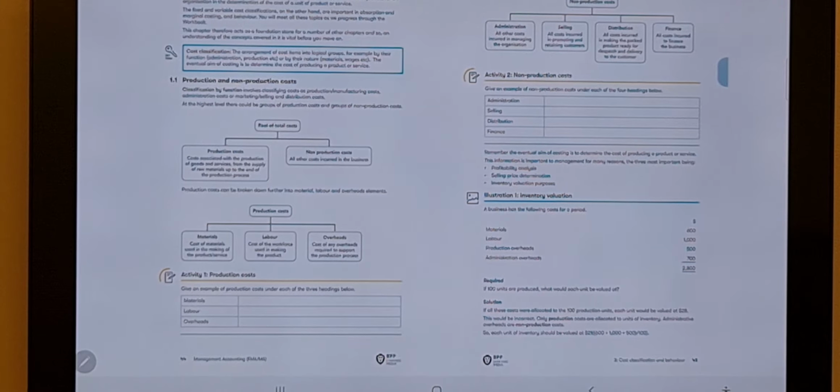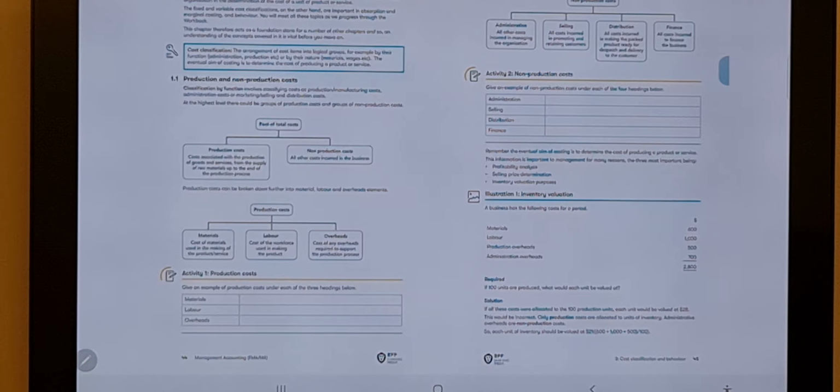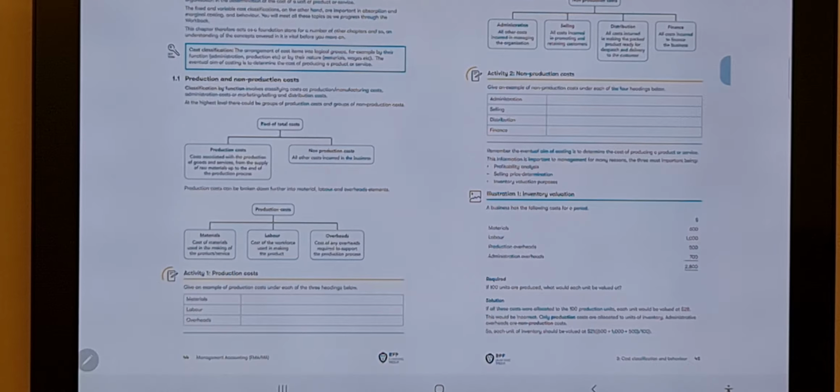When you come to the costing part, most of the time we discuss manufacturing entities, because most of it is related to manufacturing business. In a manufacturing business, some costs are directly attributable to the manufacturing, and some of them are not.